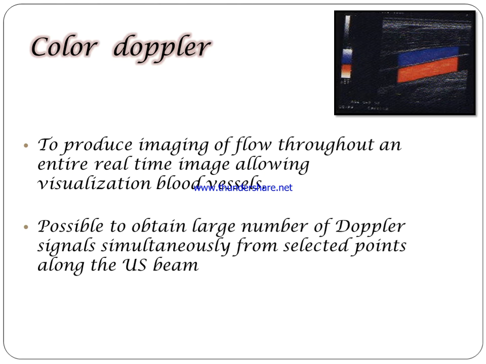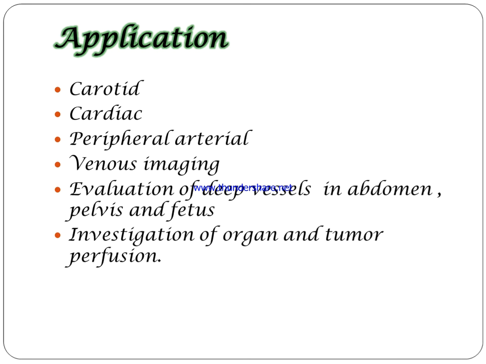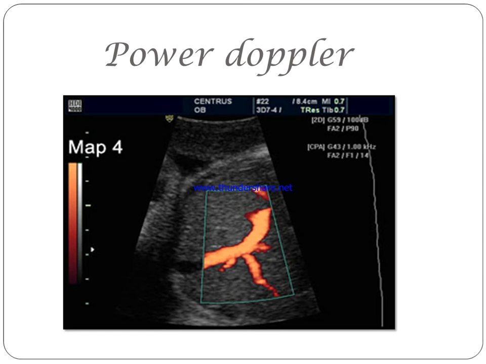Color Doppler. Color Doppler produces imaging of flow throughout an entire real-time image, allowing visualization of blood vessels. It is possible to obtain a larger number of Doppler signals simultaneously from selected points along the ultrasound beam. Applications are carotid, cardiac, peripheral vein imaging, evaluation of deep vessels, and investigation of organ and tumor perfusion.